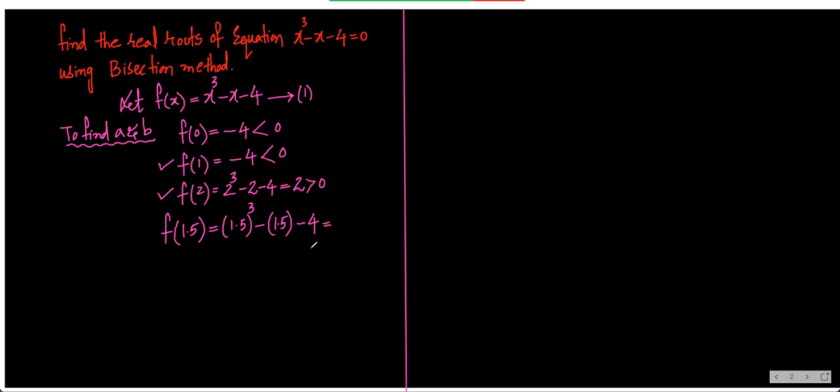Minus 2.1250. Yes, correct. I know the answers, but I want from your side. I want to check your knowledge and your answers. Minus 2.1250. Again, it is less than 0. Less than 0 means next approximate value after 1.5 we are assuming that it is 1.6.